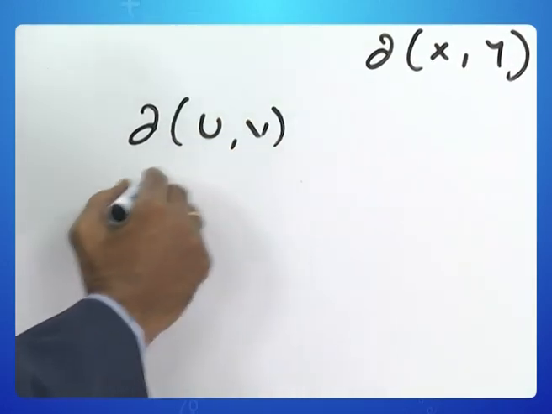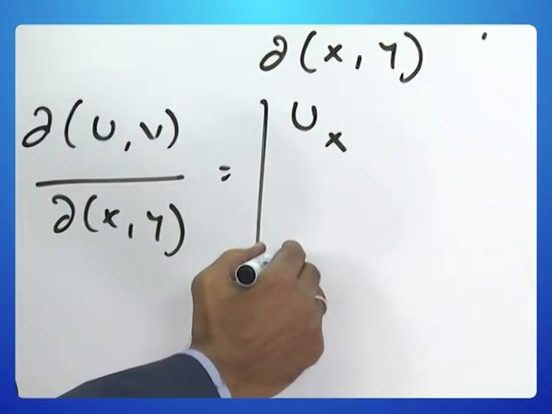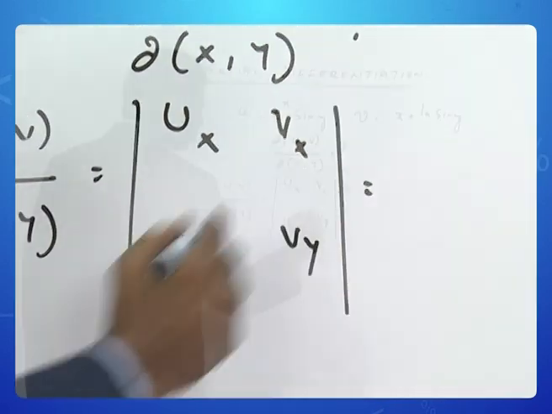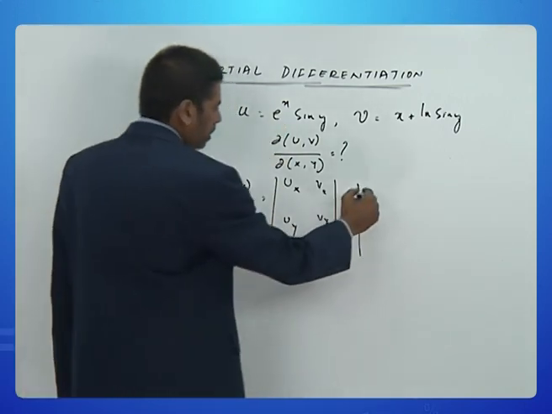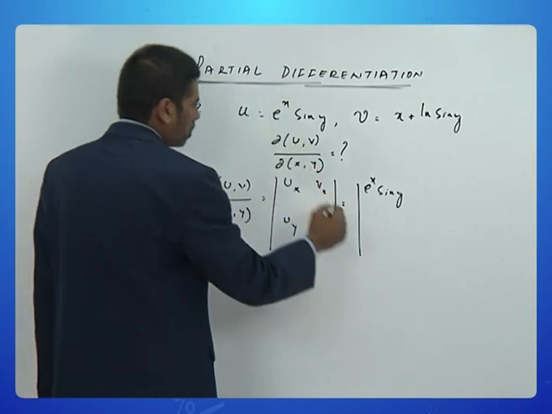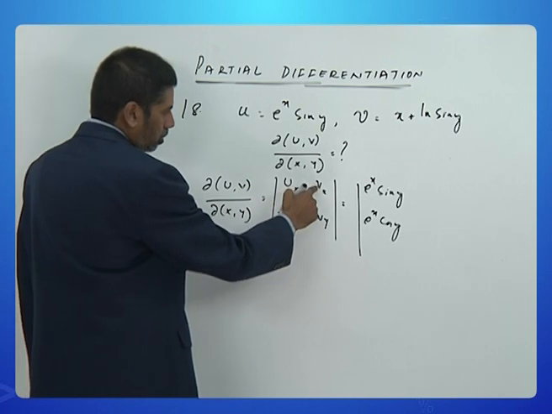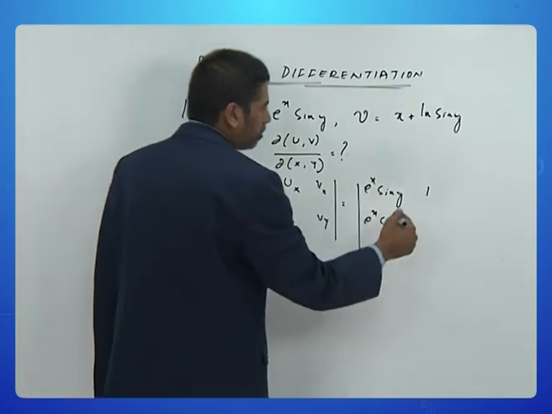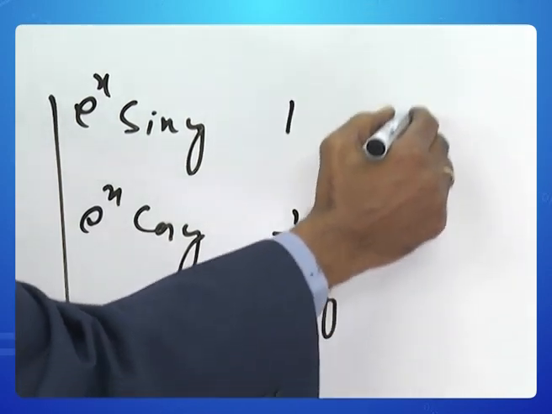So ∂(u,v)/∂(x,y), by definition, has ux, uy in the first column and vx, vy in the second column. Ux from this equation will be the same as e^x sin y. Uy would give us e^x cos y. Second column: vx would be 1 plus 0, of course, and then vy would be 1 by sin y into the derivative of sin y.